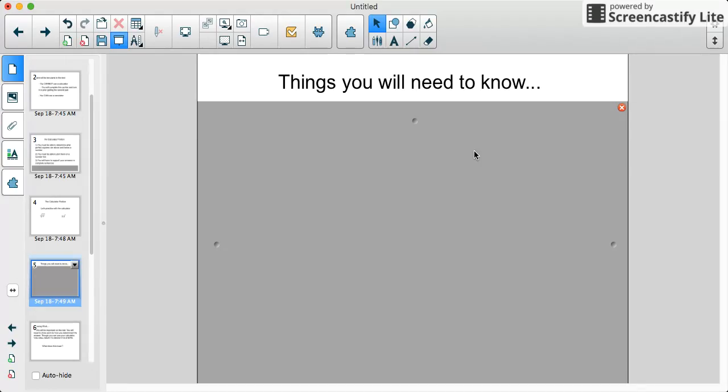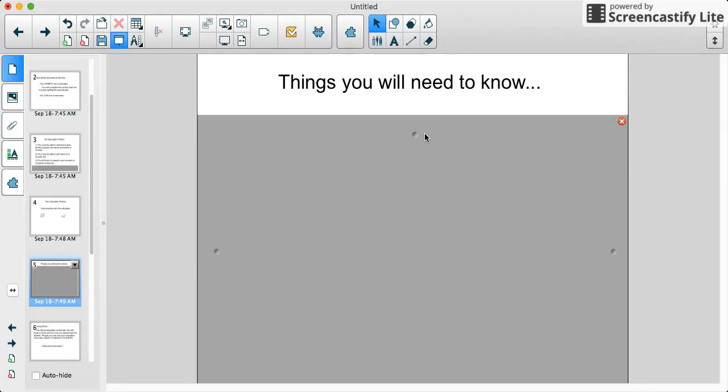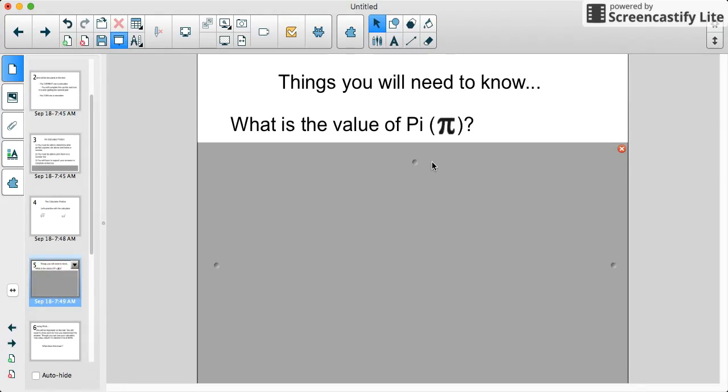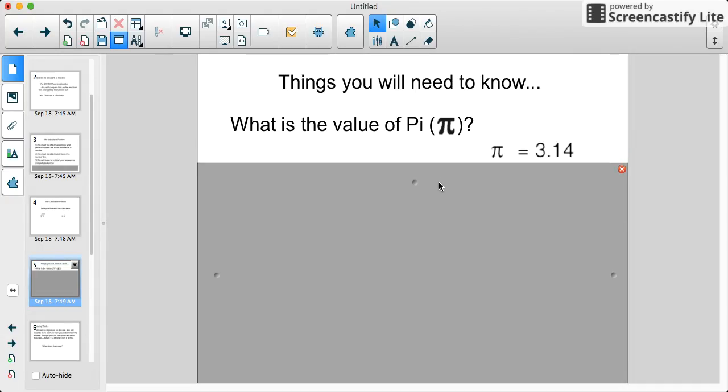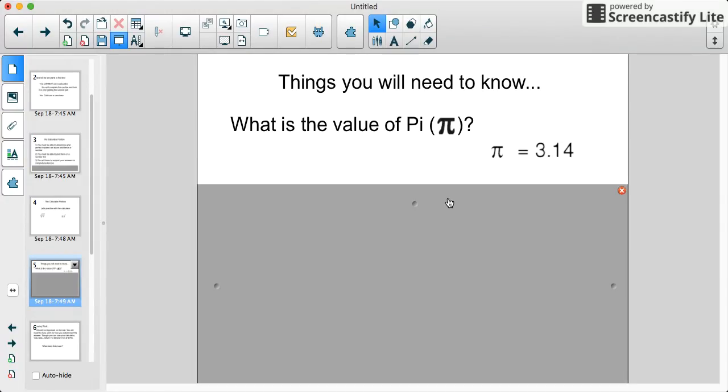Things that you will need to know for this exam. You will need to know what the value of pi is. The value of pi for our exams and most of the items that we're going to be working with is going to equal an equivalent of 3.14. Now, 3.14 is not the exact answer because, as we've learned in class, pi goes on and on and on as a non-terminating number. But for our calculations, we will use 3.14.